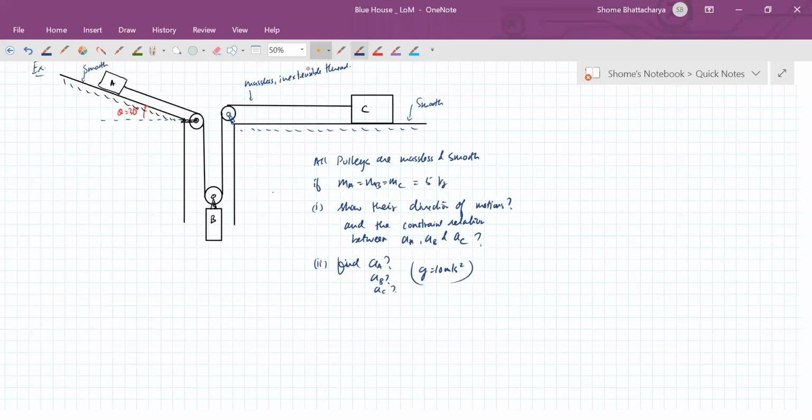So anyway, what we'll understand is that this block will be sliding down the inclined plane. This will be sliding along the horizontal, and this will be accelerated downwards. Okay, and there is the same magnitude of tension acting everywhere.